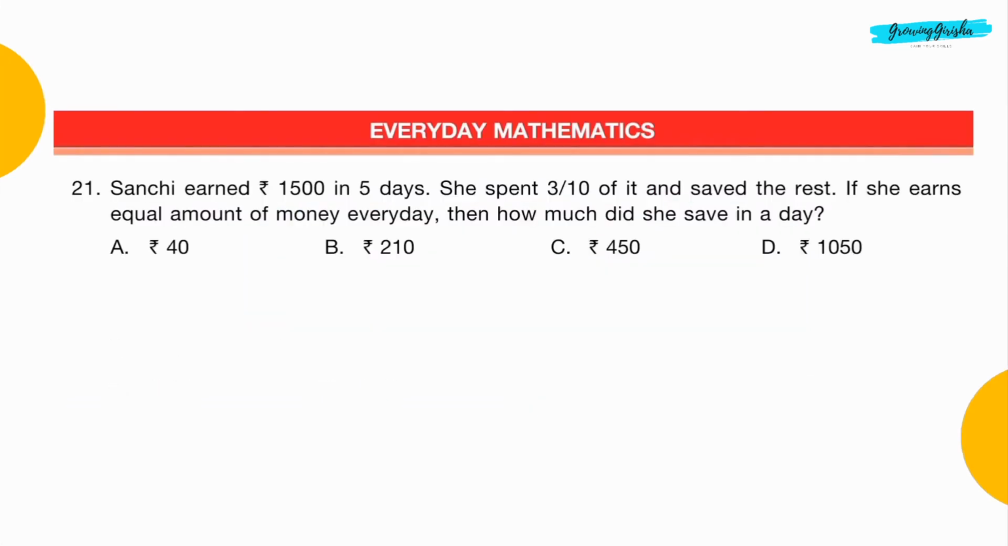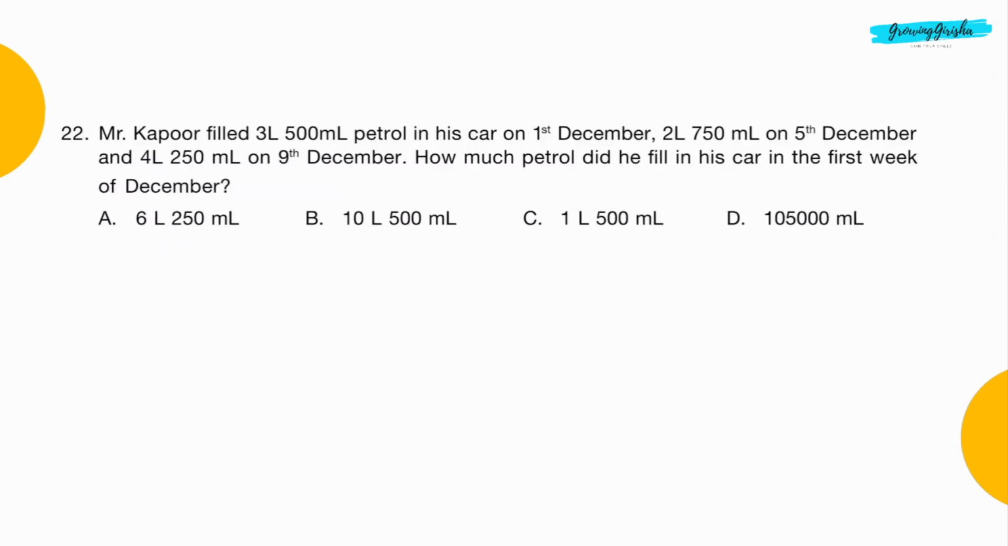1296. Everyday Mathematics. Question 21. Sachi earned rupees 1500 in 5 days. She spent 3 by 10 of it and saved the rest. If she earns an equal amount of money every day, then how much money did she save in a day? Option B, rupees 210.